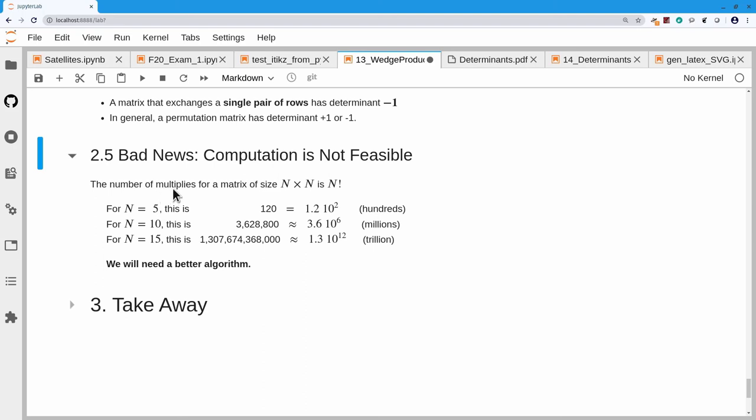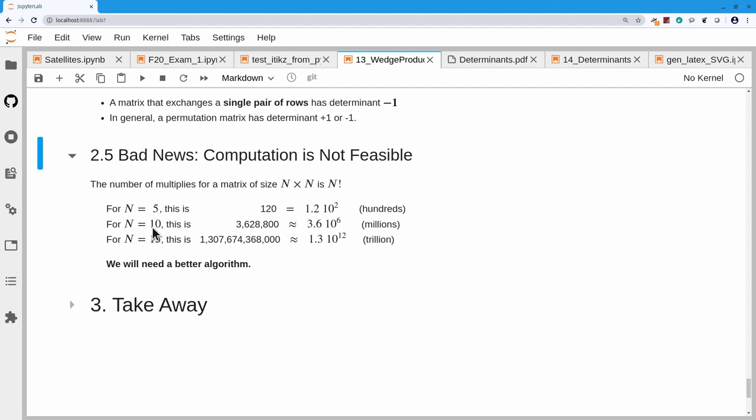If I look at the number of multiplications that I have to do for a matrix of size n by n, it's n factorial multiplications. And n factorial grows very, very quickly. For a matrix of 5 by 5, it's already 120 multiplications. I'm in the hundreds. By hand, I will not want to do a 5x5 matrix unless it has a lot of zeros in it, unless I can drop a lot of terms out of those 120.